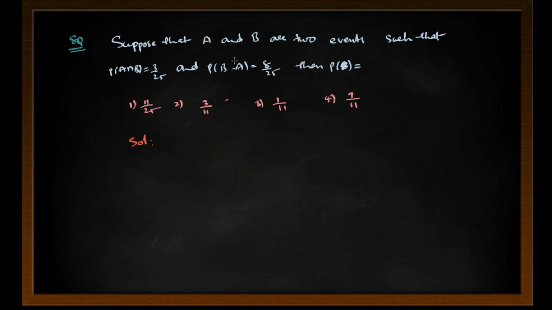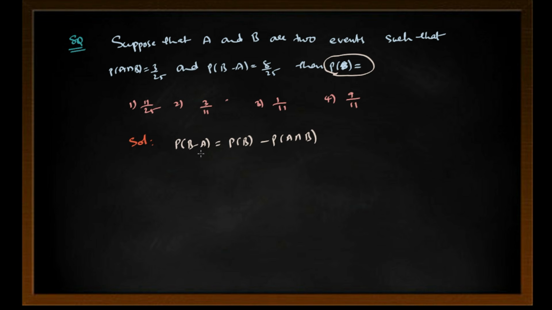Next question: suppose that A and B are two events such that P of A intersection B is 3 by 25 and P of B minus A is 8 by 25, then P of B equals how much? We have to find the value of P of B. So we know that P of B minus A, from B we have to subtract A, that is P of B minus P of A intersection B.